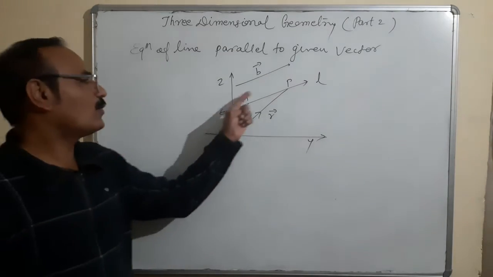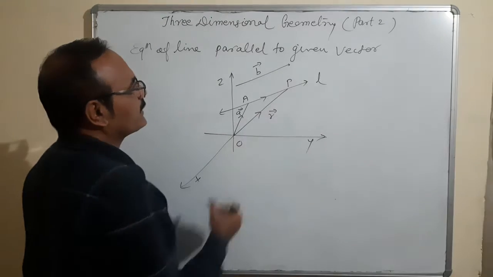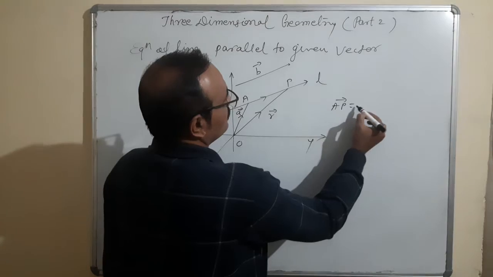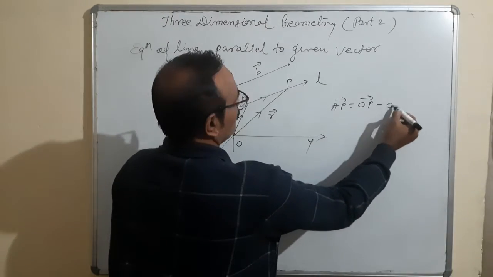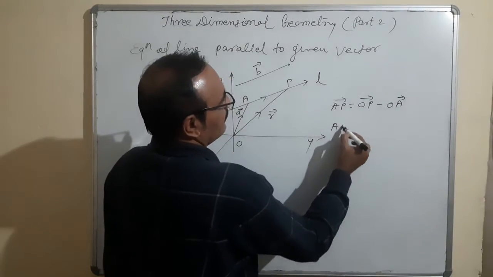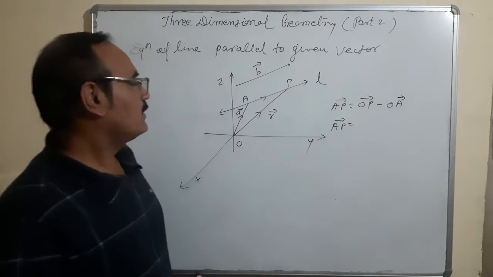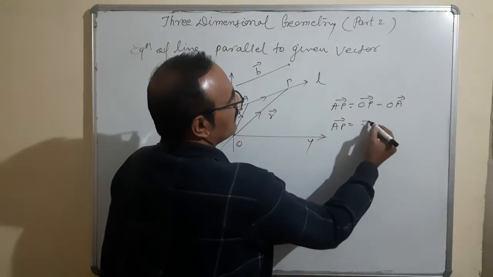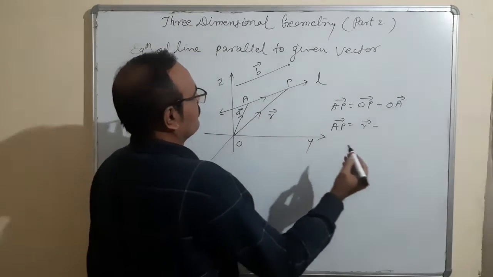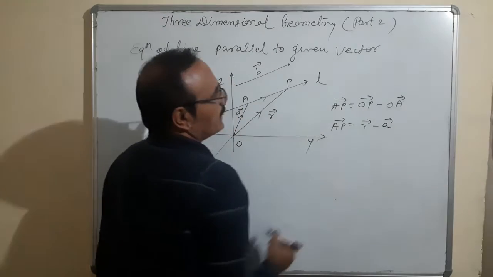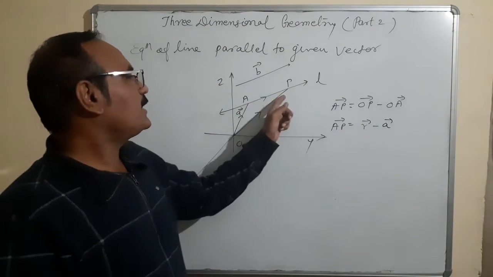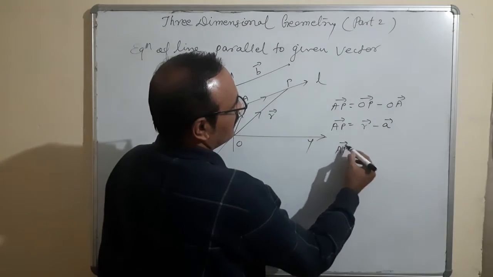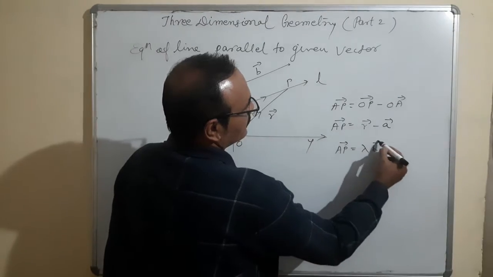So in this triangle OAP, using the triangle law of vector addition, vector AP is equal to OP minus OA. OP, I have considered the position vector of point P as vector r. So vector r minus OA, the position vector of point A is vector a. So r minus a. Because this AP is parallel to the vector b, when I write here, vector AP is equal to lambda vector b.